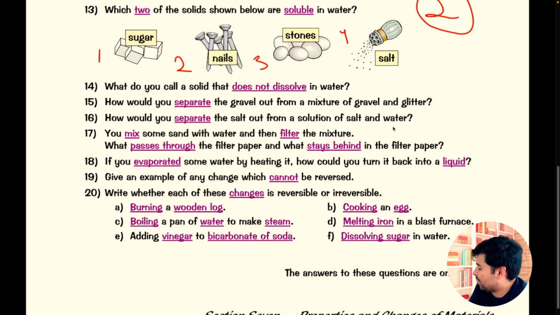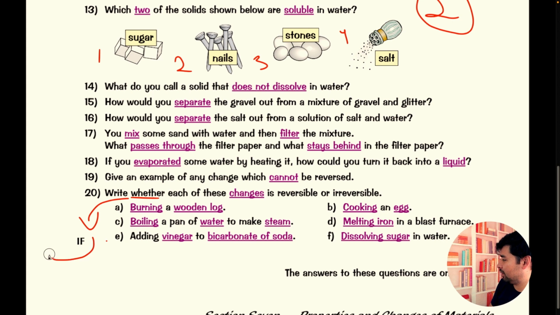20, write whether each of these changes is reversible or irreversible. Teacher, this weather is like storm, rainy, sunny? No, this whether here works like, I think the best synonym is if. Do you know if? In English, I think it's easy, right? So write if each of these changes is reversible or irreversible.